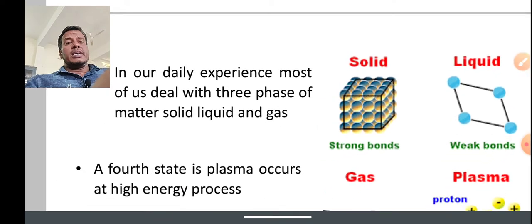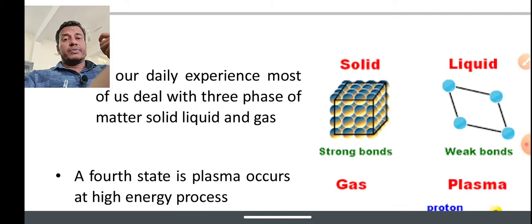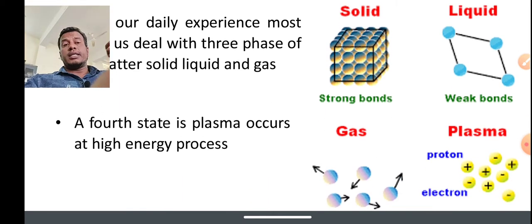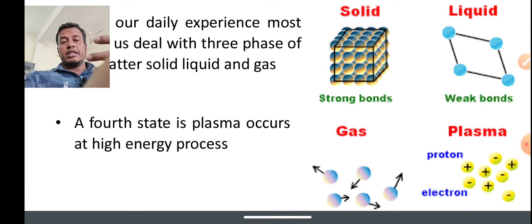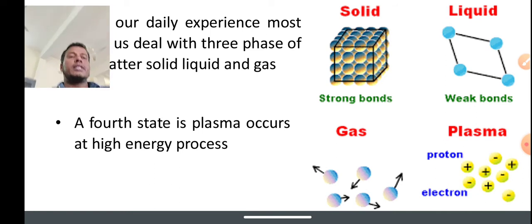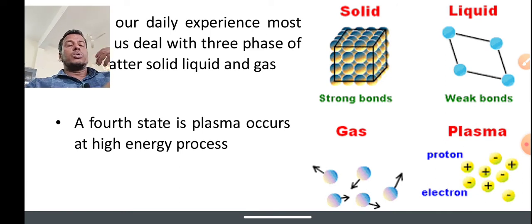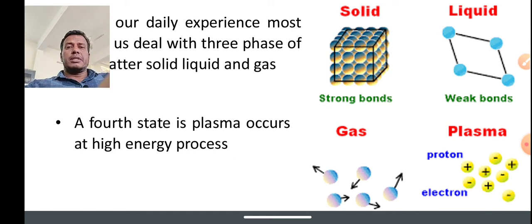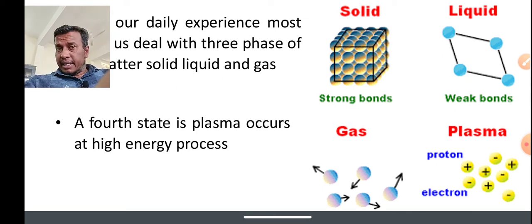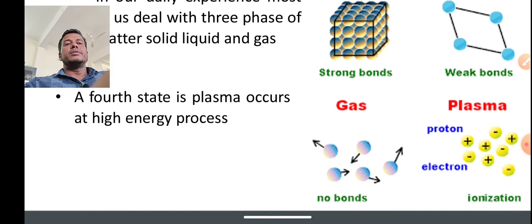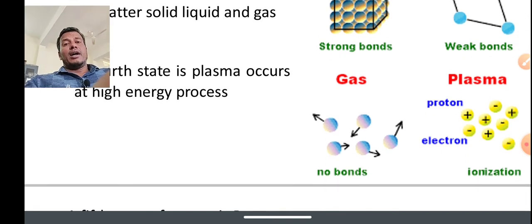But there is also a fourth state of matter, which is called plasma, available in high energy processes, that is, at high temperature we get the state of plasma. If you heat any element, solid converts to liquid, liquid converts to gas, and if you go on heating further, it gets into the plasma state, the highest temperature state. So, is there any fifth state of matter?